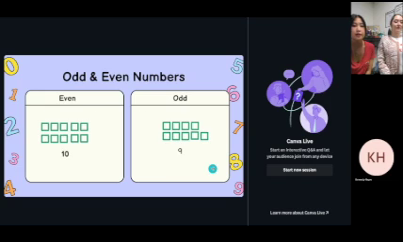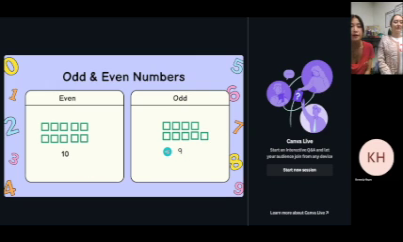We have another example on the next slide. I did the number 10. So again, creating 10 squares, 10 circles, it doesn't matter the shape. I'm going to circle my pairs, circle my buddies or my partners, and it looks like, yep, every single one has a pair, therefore the number is even.